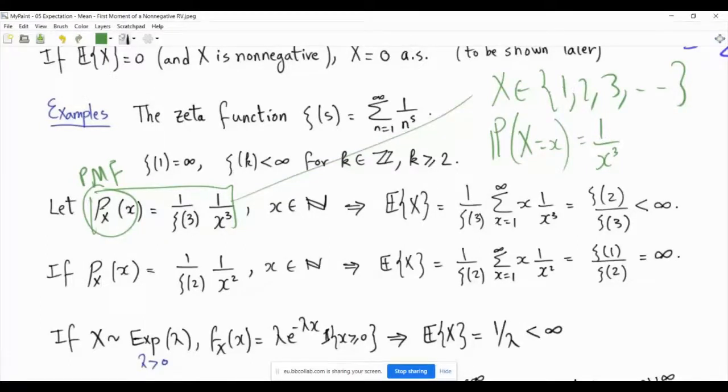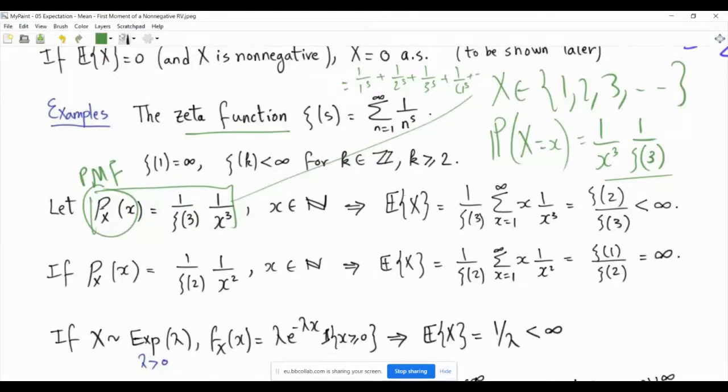But remember that the probabilities should all sum to 1. So you need a scaling factor so that everything sums to 1, and so we will divide by zeta of 3. Just a reminder, what is the zeta function? The zeta function is basically this summation, n from 1 to infinity, 1 over n to the power s. If I write it explicitly, this is 1 over 1 to the s, plus 1 over 2 to the s, plus 1 over 3 to the s, plus 1 over 4 to the s, all the way.